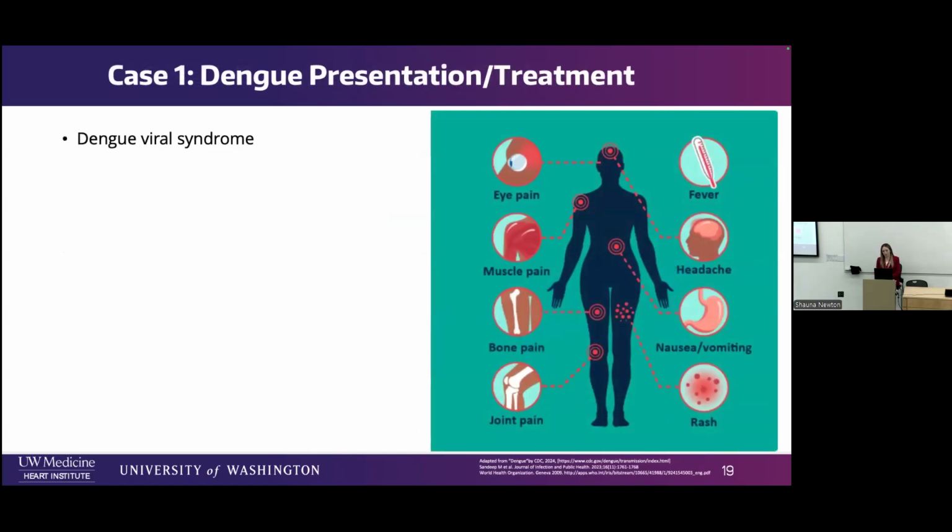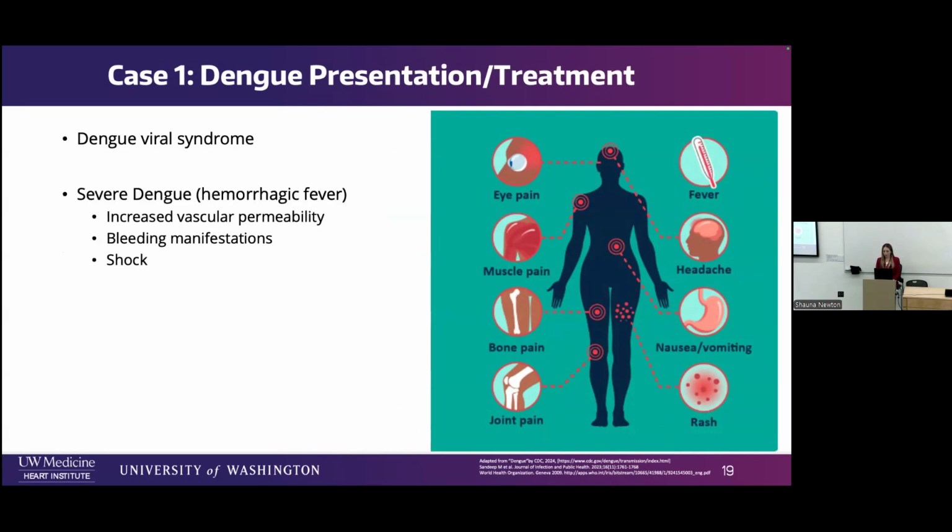How does dengue present? It's usually a viral syndrome. Symptoms develop within 4 to 7 days of a mosquito bite, and it's characterized by the following symptoms that you can see in the picture there. Typically, patients describe fevers, headaches, and then usually bone pain is the classic syndrome. It was previously called break bone fever. Labs generally demonstrate thrombocytopenia and leukopenia.